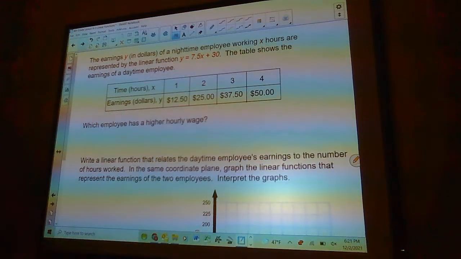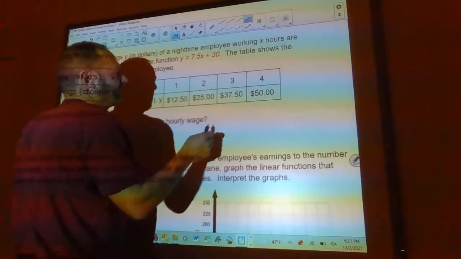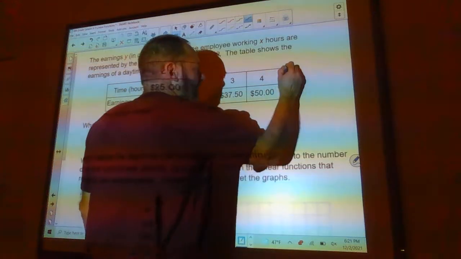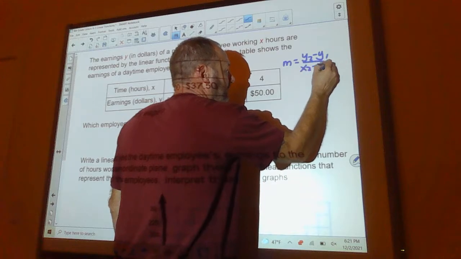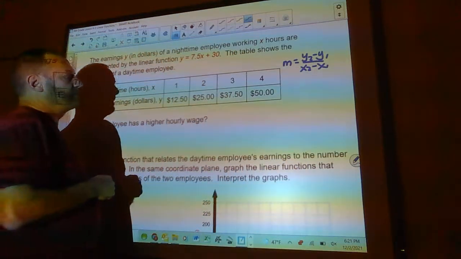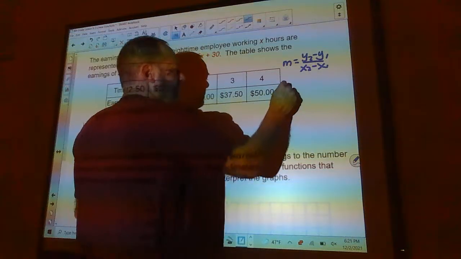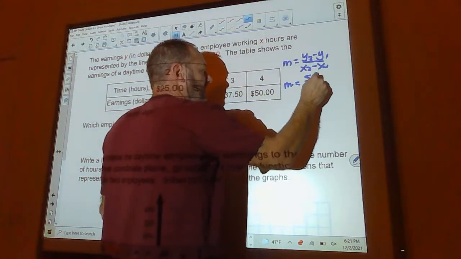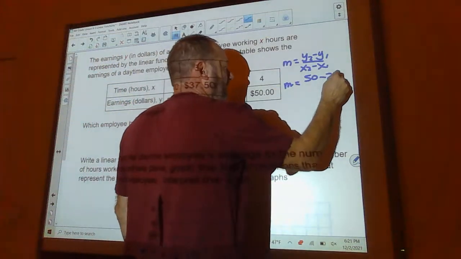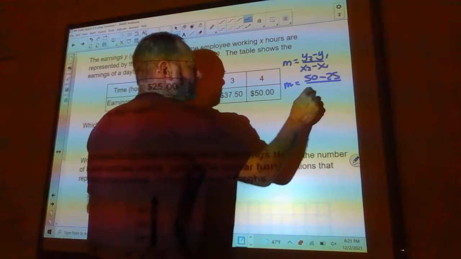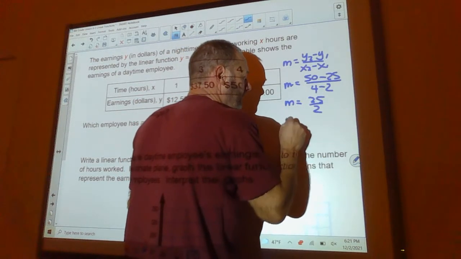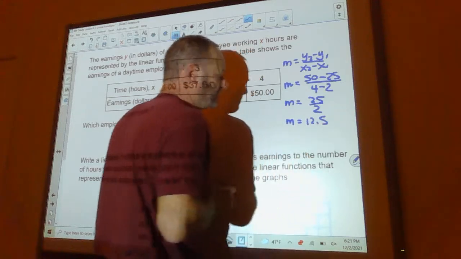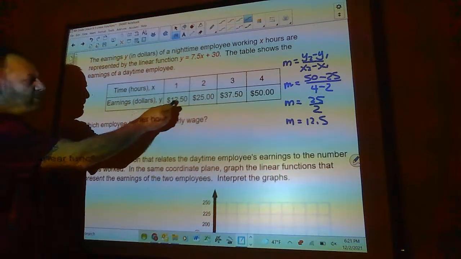So what's going on here? Well, let's see. We could figure out the slope of this. The slope, remember, is y2 minus y1 over x2 minus x1. So I can pick 2 of these. Let's pick this one and this one because that should be pretty easy to do. The slope is going to be 50 minus 25 all over 4 minus 2. So the slope is going to be 25 over 2, which is 12.5. So this person makes $12.50 an hour. They got $12.50 after 1 hour.